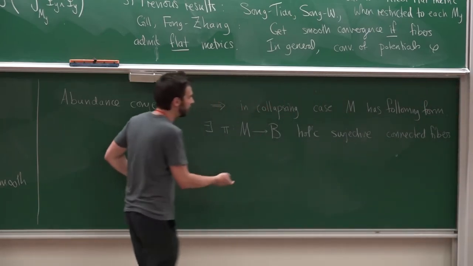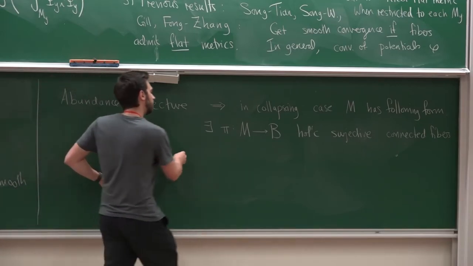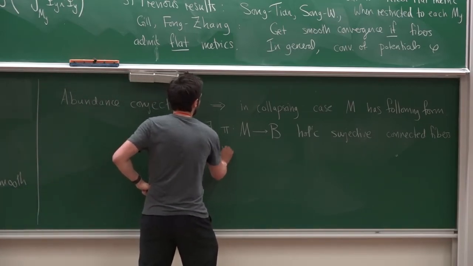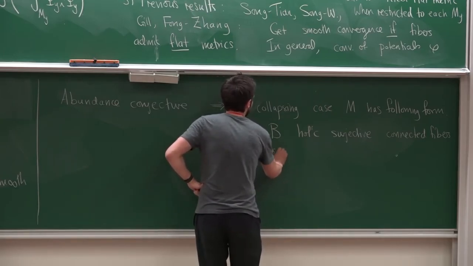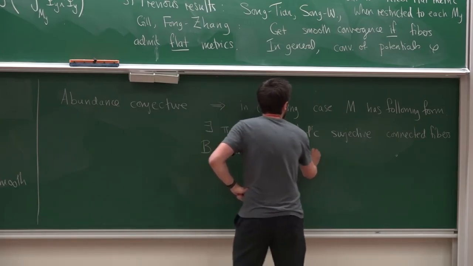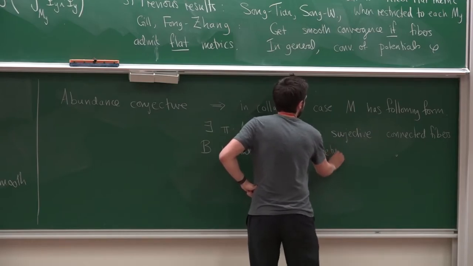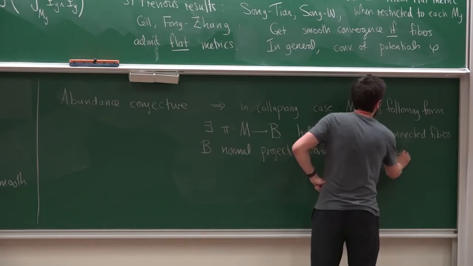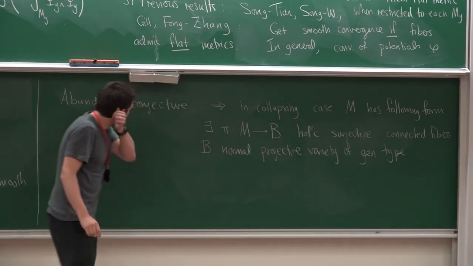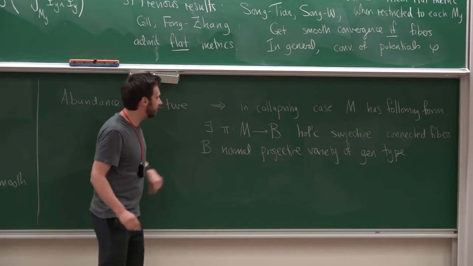So B is no longer going to be a smooth Kähler manifold, but rather B is going to be a normal projective variety of general type, possibly with singularities, and pi may have critical values.